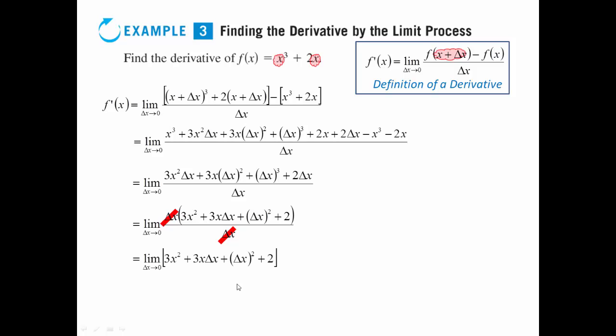We're going to look at it and ask, can I try to plug in that 0? 0 for delta x. Okay, put a 0 here and a 0 here, right? Only for delta x, not x. Don't get confused. So this goes to 0, this goes to 0, so I have 3x squared plus 2.